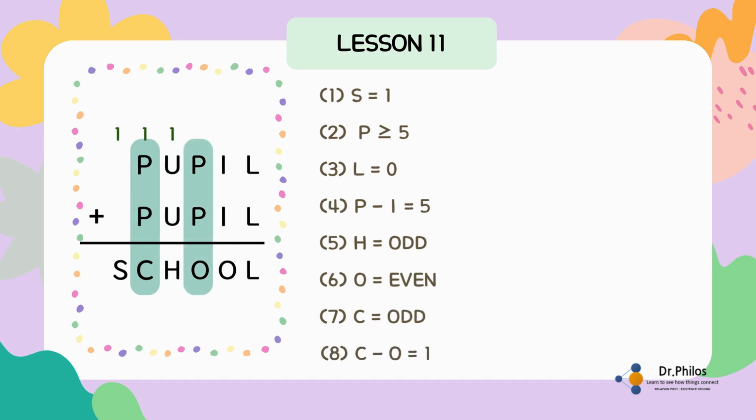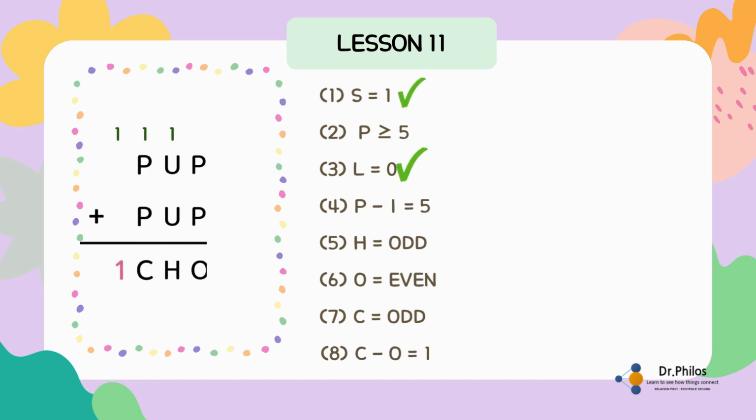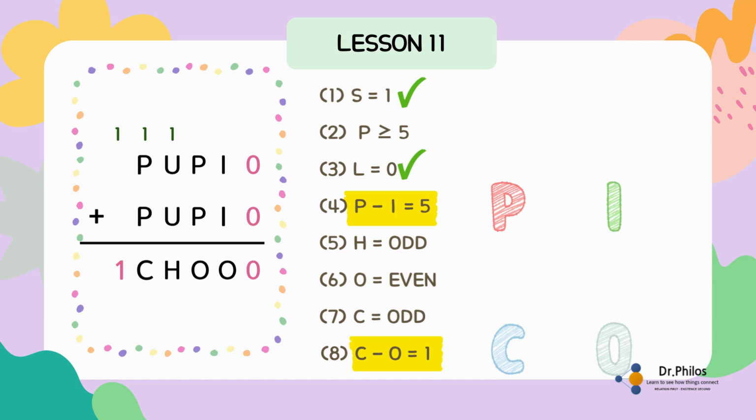At first, it looked like we had no clues, but by thinking carefully, you found 8 true facts. We already know for sure that S is 1 and L is 0. P and I, as well as C and O, always have the same difference. So if we find just one of P or I and one of C or O, we will know the rest right away. We have 4 letters, but finding just 2 of them solves everything.